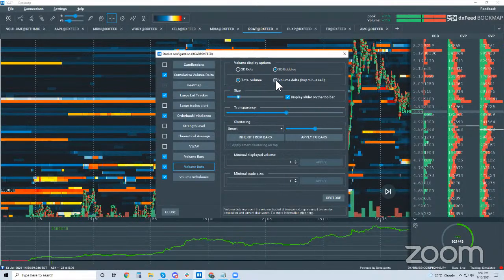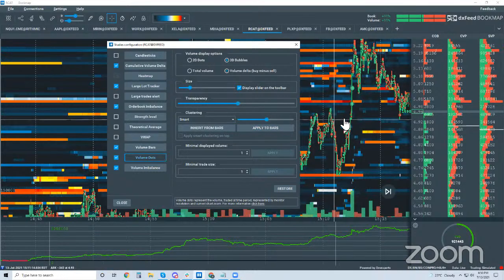Let's go back to a volume delta. You can look at 2D dots, 3D dots, and then there's different ways of clustering the volume as well. Play around with these settings. You might find them interesting or helpful. But you don't have to look at all the volume if you don't want to.